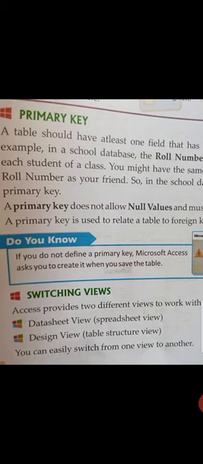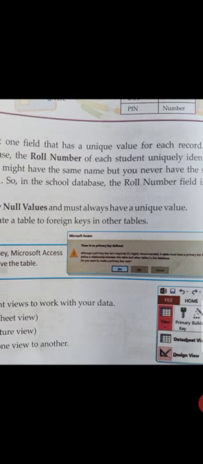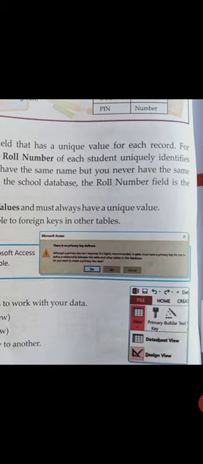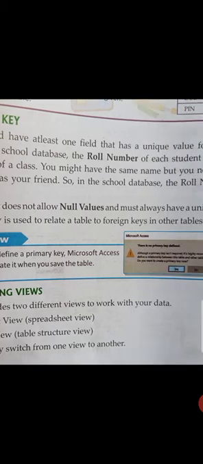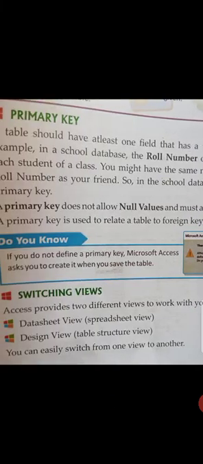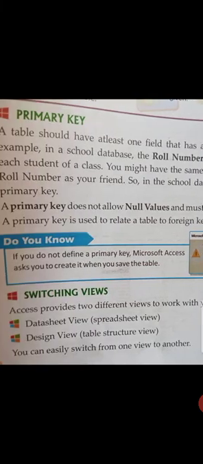A table should have at least one field that has a unique value for each record. Example, in a school database, the roll number of each student uniquely identifies each student of a class. You might have the same name, but you never have the same roll number as your friends. So in the school database, the roll number field is the primary key.